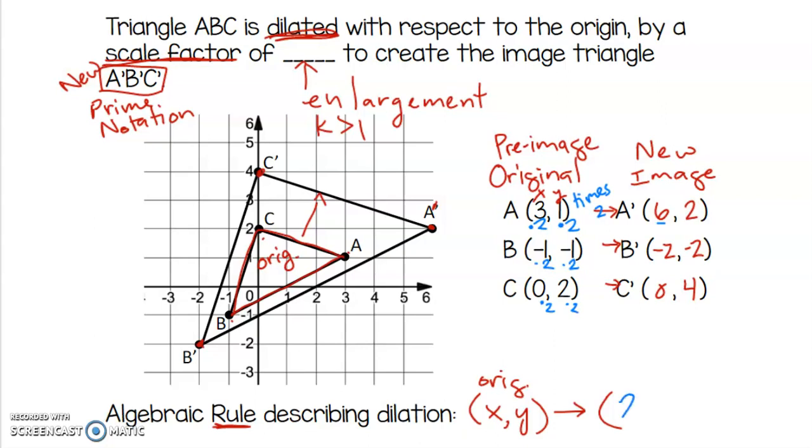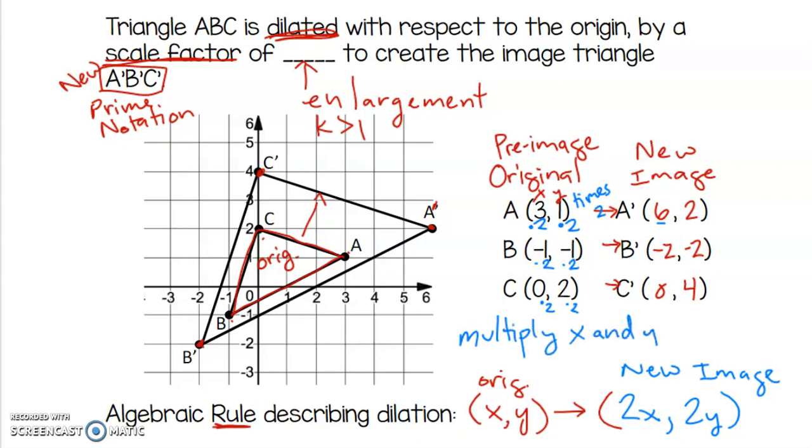So our rule is 2 times the x value, 2 times the y value gets me my new coordinates, okay? That's my new image. That's how I get it. Multiply x and y by 2. That's what a scale factor does. We multiply. Dilations is multiplication. You multiply by the scale factor.